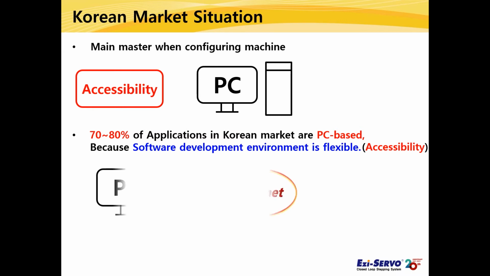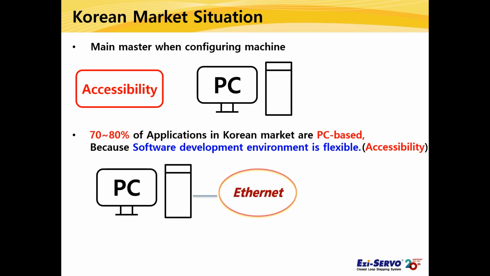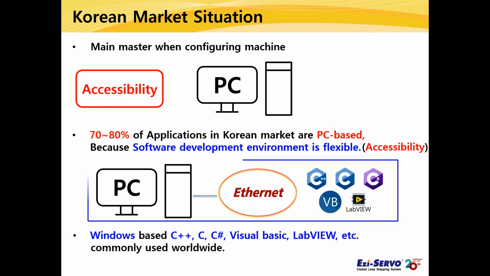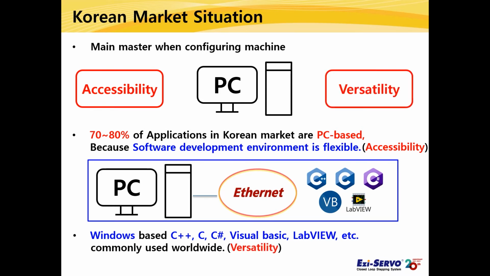In addition, the most widespread software development environment in the world is PC, and Windows-based C++, C, C#, Visual Basic, LabVIEW, etc. can be used commonly. Thus, it has good versatility. Therefore, FASTECH Ethernet products provide API for these programming languages, making them ideal for various customers' software development environments.